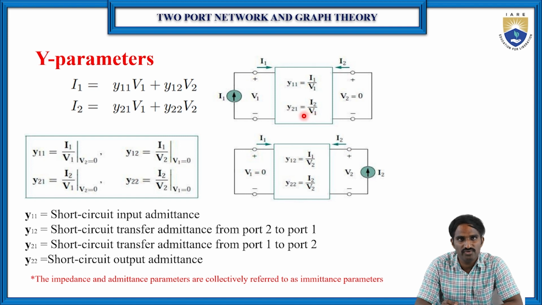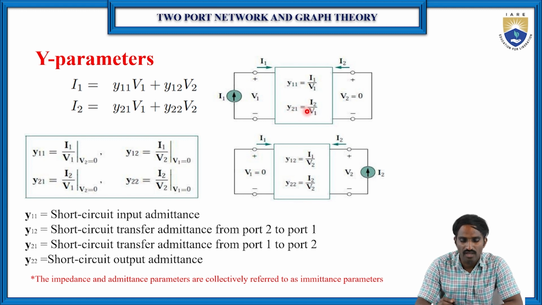Here it is the transfer admittance. How are we calculating the transfer admittance? Again, by making V2 equal to 0, which means the secondary side is short-circuited. That is why Y21 is the transfer admittance from port 2 to port 1, so 2 to 1. That is why it is Y21.